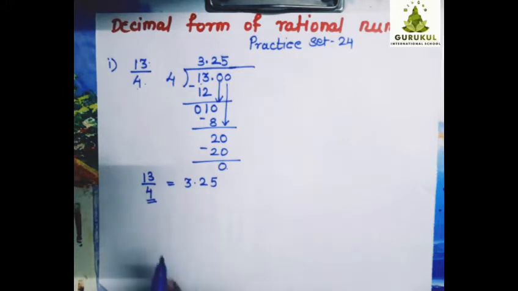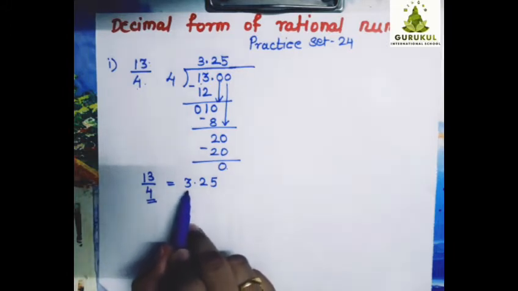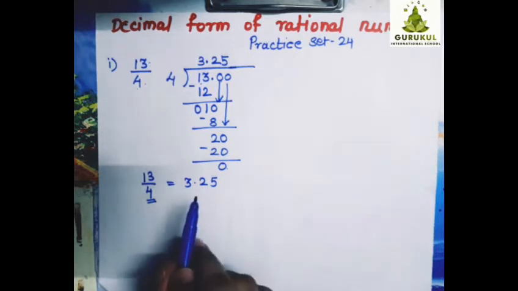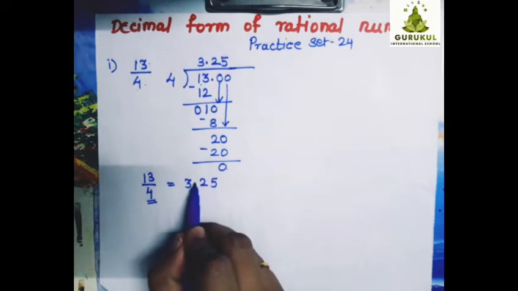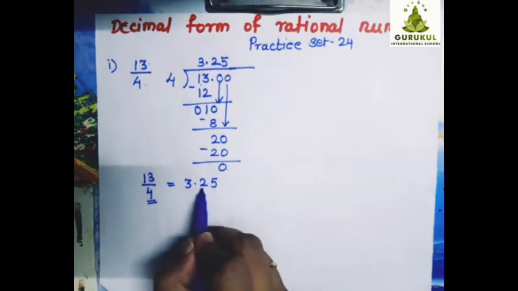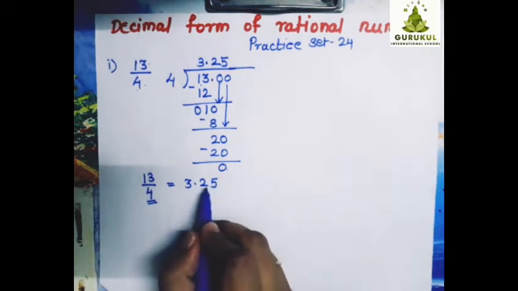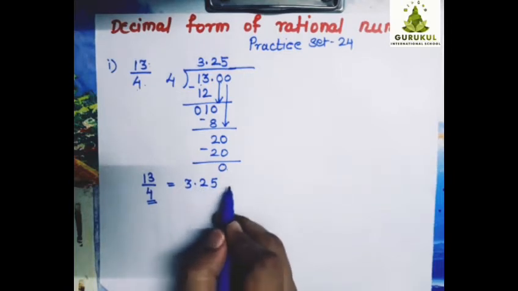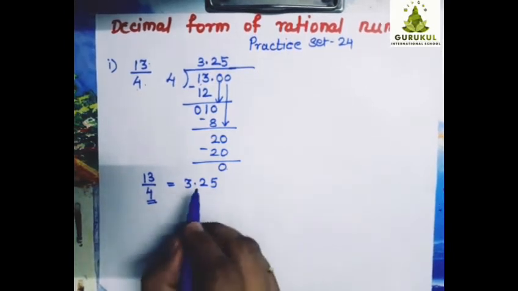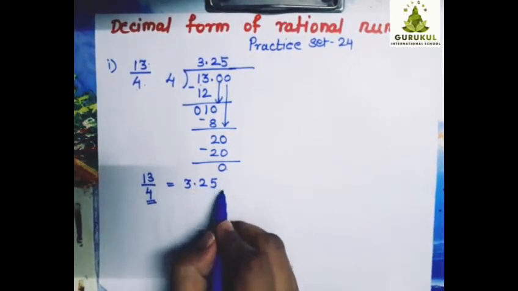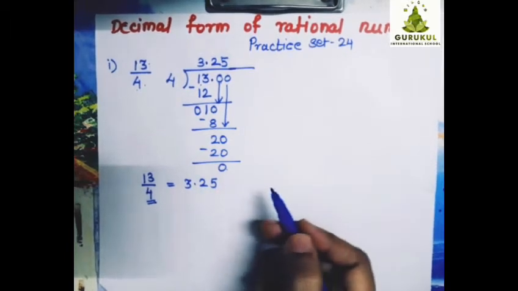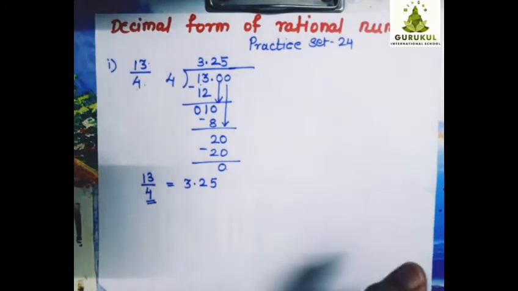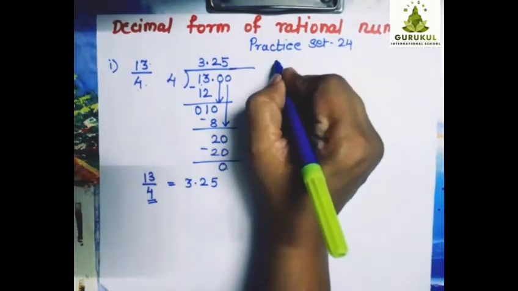3.25. Now some students have the habit of reading it as three point twenty-five, but always remember that while reading a decimal number, whichever digits come after the decimal point, you have to read them one by one: 2, 5. You should not call it twenty-five; you should read it as 3.25, digit by digit. If one more number had been there, you would have called it 3.258. That is the ideal method to read decimal numbers.